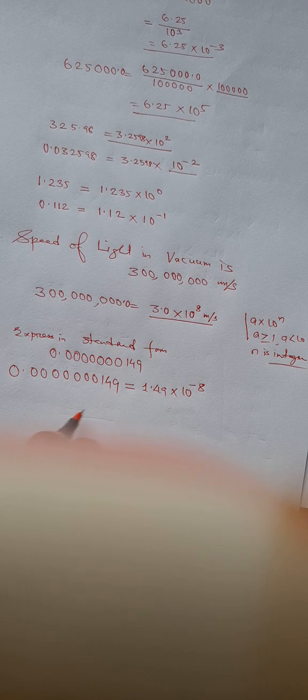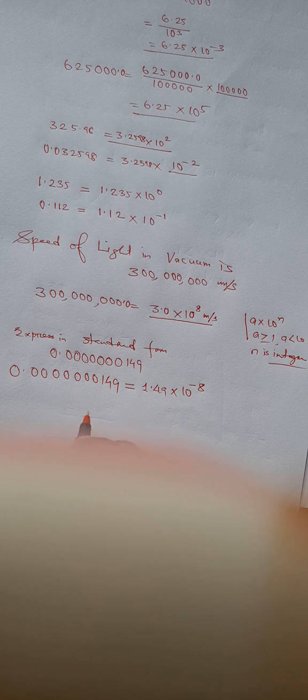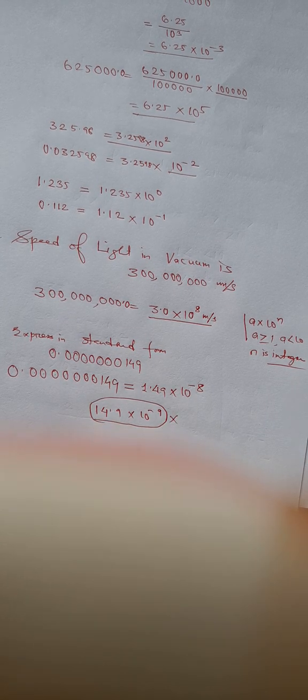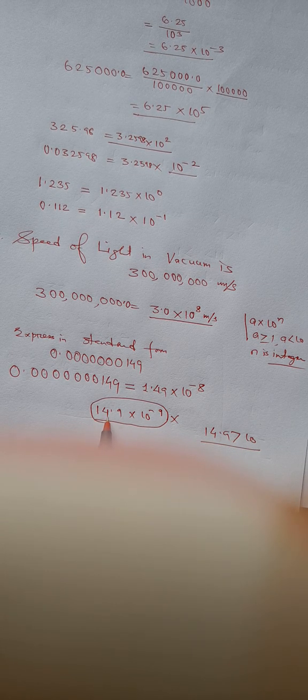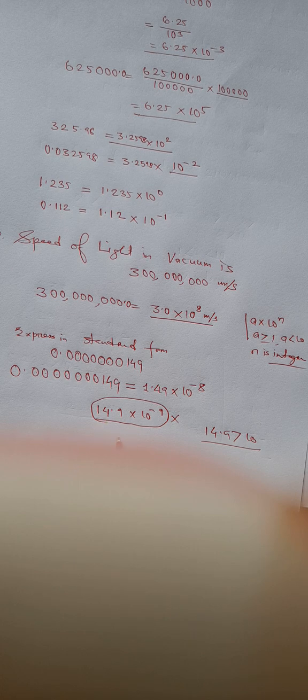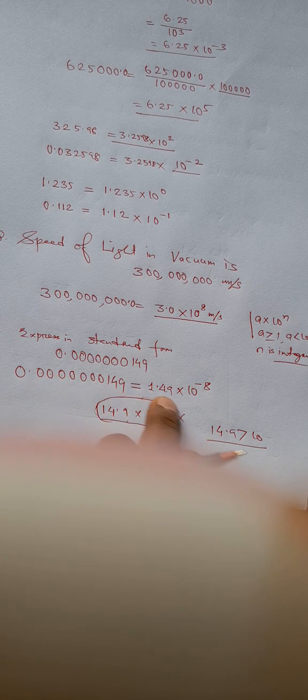Now why are we shifting 8 places, not 9 places? If you shift 9 places, 1, 2, 3, 4, 5, 6, 7, 8, 9, in that case you will get 14.9 into 10 to the power minus 9. Now this is not a scientific method. Here 14.9 is greater than 10. But in scientific method, the number should be greater than or equal to 1 but less than 10. So this form of writing is not scientific method or standard form. That is why we are shifting the decimal by 8 places.